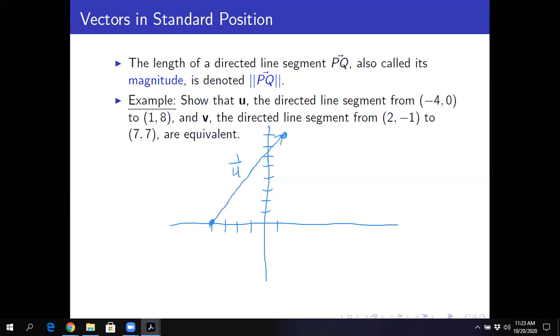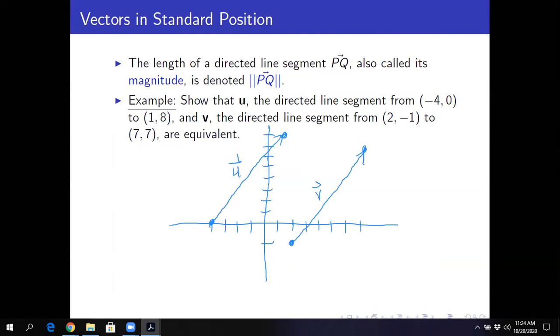Okay, that's U. And V goes from 2, -1 to where? 7, 7. 1, 2, 3, 4, 5, 6, 7, and then up 7. Okay. Boy, they look pretty similar, don't they?